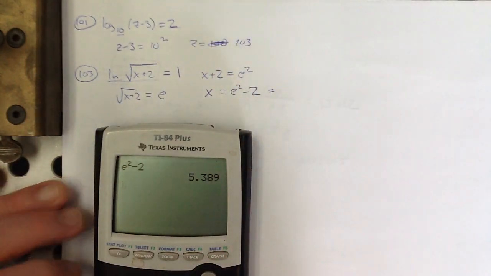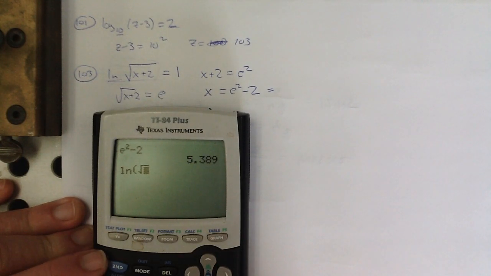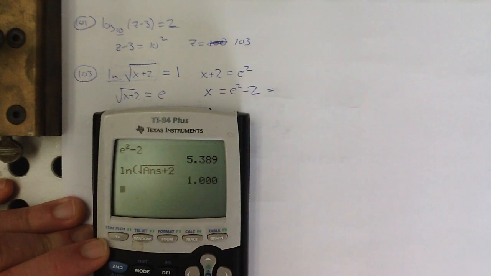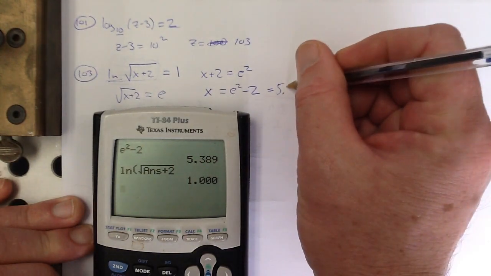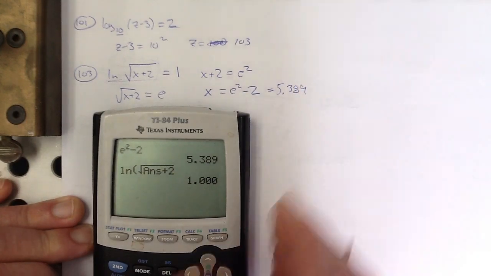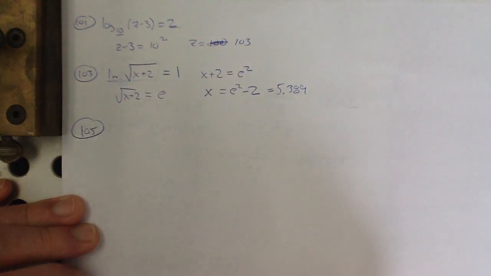So I'll just do a quick check here to see that natural log of the square root of answer plus 2 does that equal 1? It does. 5.389. 105.